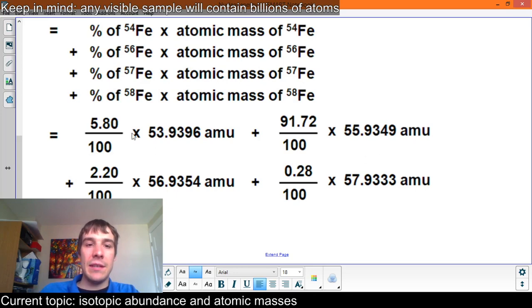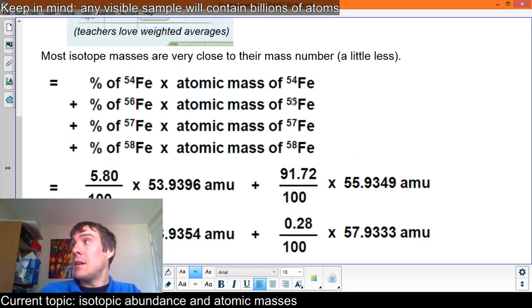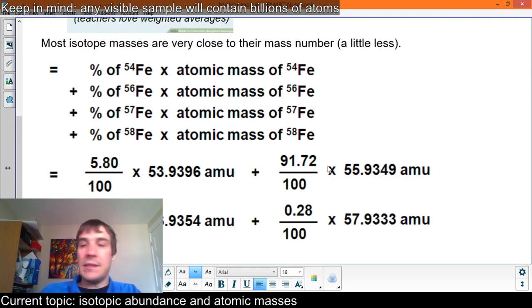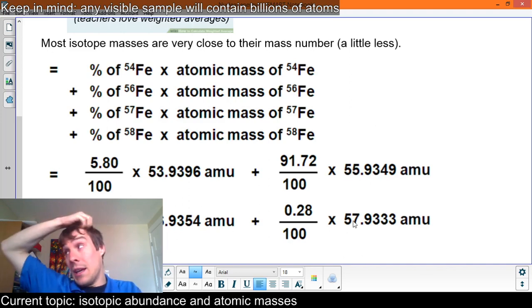And these are the atomic masses. 53.9396 is the mass of iron 54. 55.9349 is the mass of iron 56. 56.93 is iron 57, and 57.9 is iron 58. Note that the isotope masses, the actual masses, are pretty close to that number. This is number 54, so there's 54 protons and neutrons together, but the mass is like 53.9. Pretty close. 56, pretty close to 55.9, 56.9, that kind of thing.